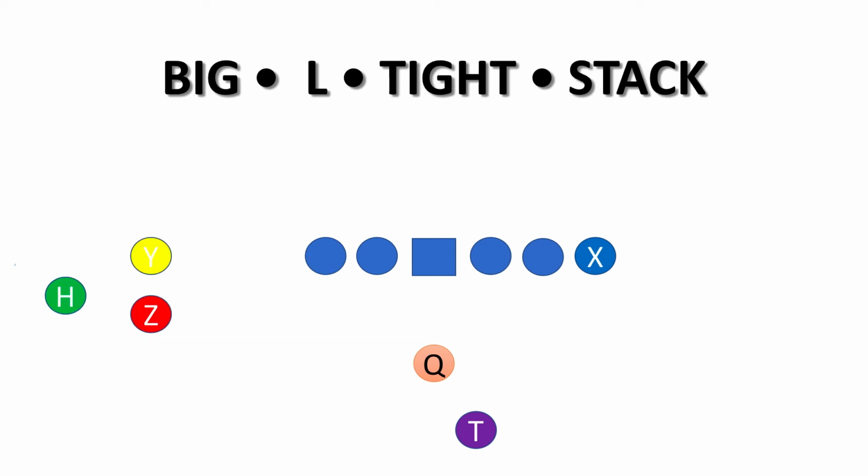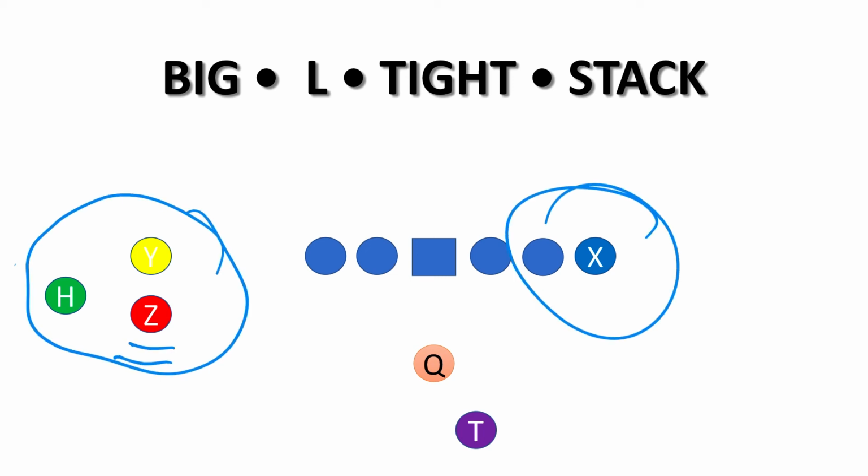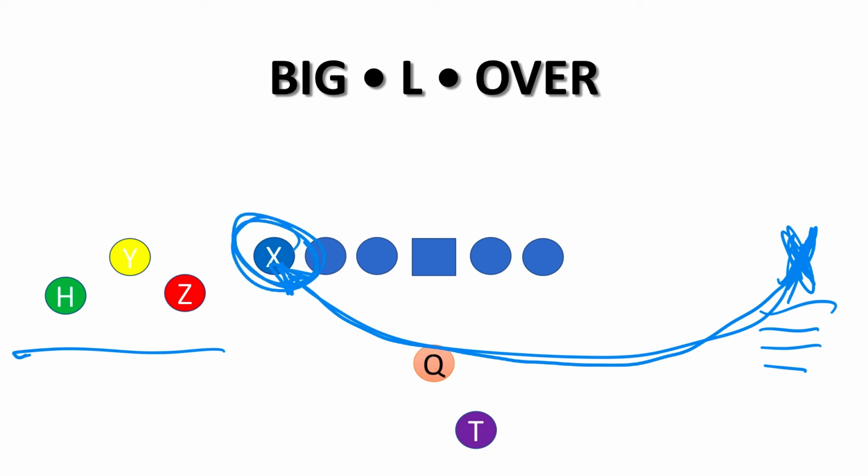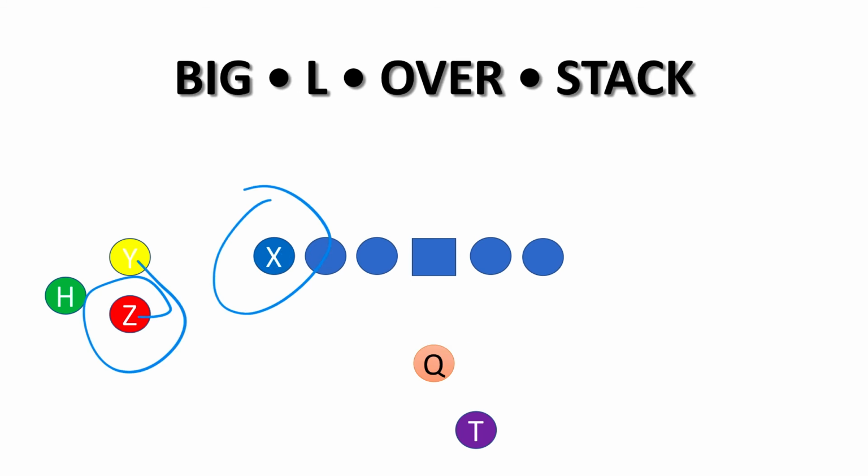All right, this one, we got big left with a stack call and tight. Big left over, you're telling your split end opposite the play call. So here's your big left over to the other side of the formation. He is covered up and ineligible. This is to get your unbalanced look. Big left over stack. So your big left over stack.